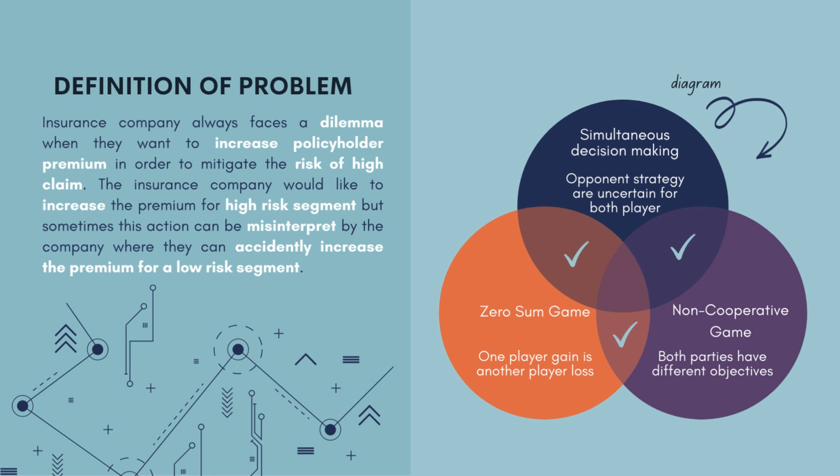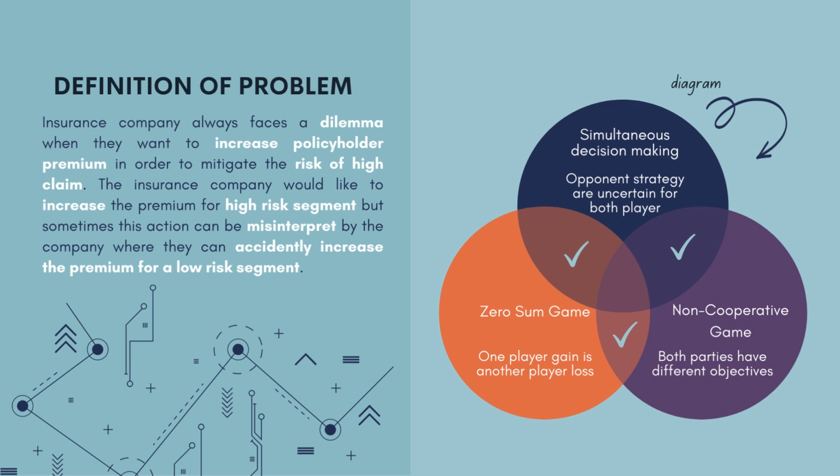Ideally, when they have their analysis, they would like to increase the price for the high risk segment. But sometimes this action can be misinterpreted. Maybe the model is not correct, or they didn't have enough data to interpret the customer risk. Hence, sometimes they misinterpret the risk of the customer, and end up accidentally increasing the premium for the low risk segment. So this is the problem here.